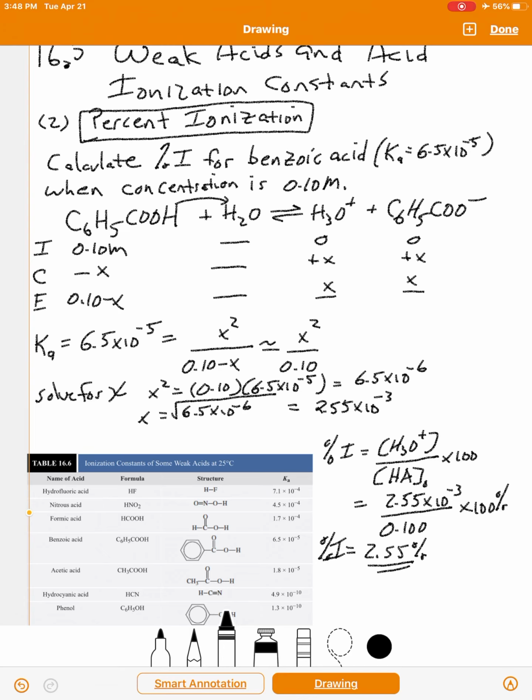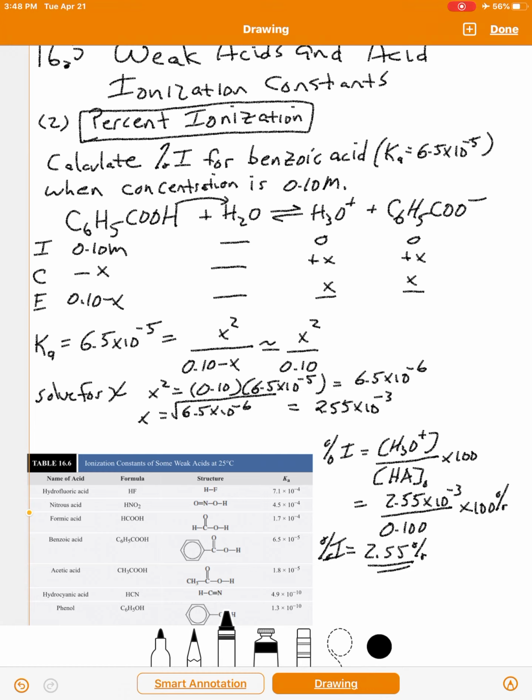So you can actually go back and you say, well, wait a minute, was it a good assumption that 0.1 minus x is equal to 0.1? Well, the percent ionization is also a measure of how much of it dissolved, and it was under 5%. So yes, good assumption. It's a decent assumption there. 2.5% is the amount of the acid that dissolves, or ionized, not dissolved, but ionized. What that's telling us is that the rest of it did not react.